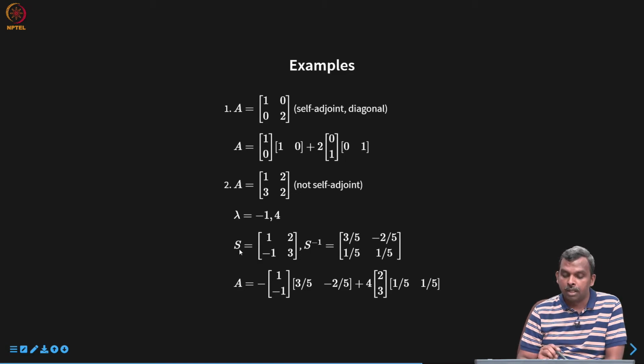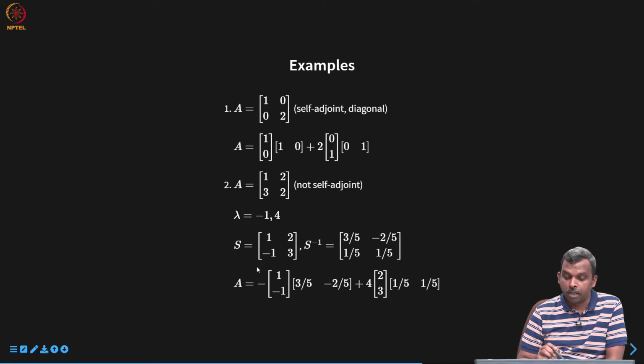So that's for sure. And you can make this S. So you can find the eigenvector corresponding to -1. That's 1, -1. It's quite easy to see, I think. An eigenvector corresponding to 4 is 2, 3. That's 1, -1, 2, 3. And then S inverse you can easily compute. It's 3 by 5, 1 by 5, -2 by 5, 1 by 5.